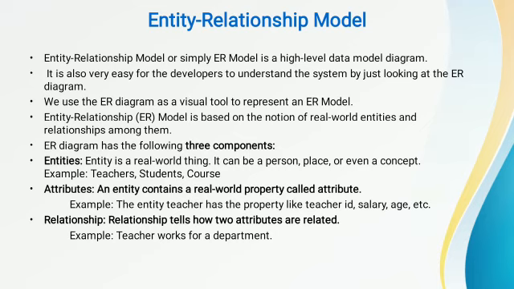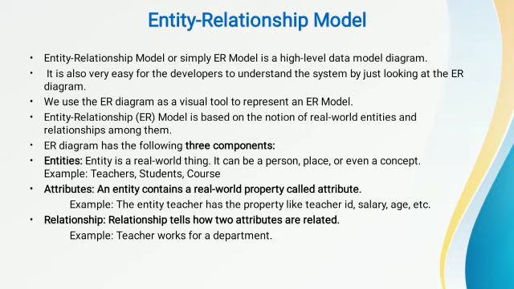For example, teachers are one object or thing, and students, course, tables, classroom, like that. These all are entities. So a real world object is nothing but an entity. What are attributes? An attribute is nothing but a property of an entity. Simply, an entity contains real world properties, and that is an attribute. Or simply, the property of an entity is nothing but an attribute.